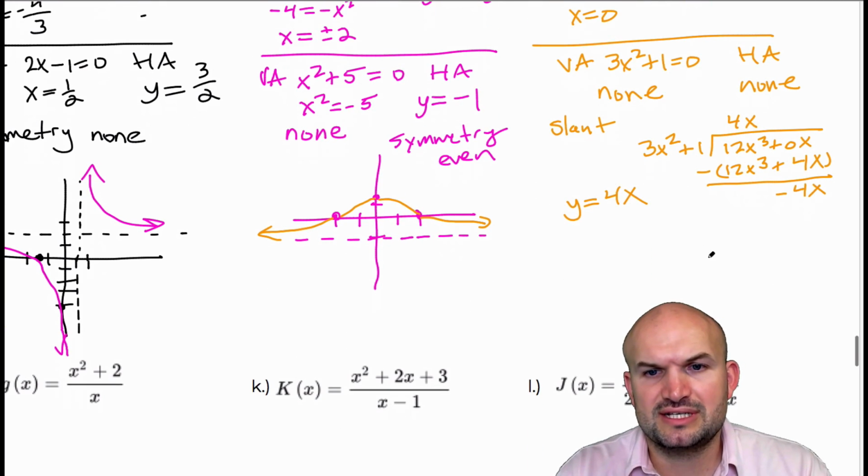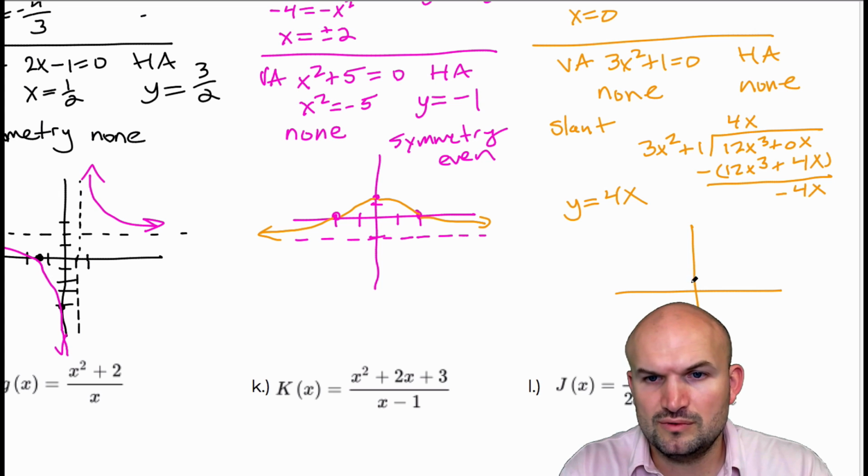All right, so let's sketch here what we have. So we have a pretty vertical 1, 2, 3, 4 over 1. 1, 2, 3, 4. Do 1.